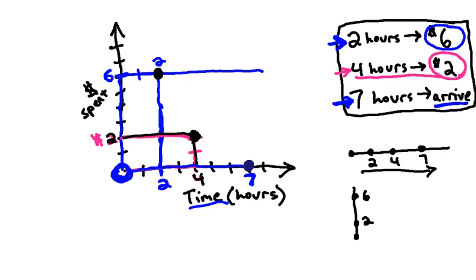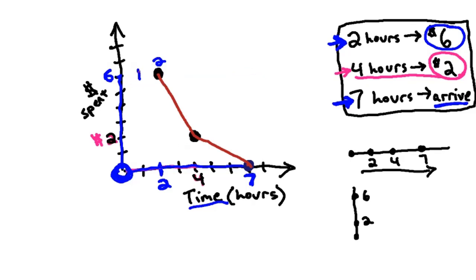So now we have these three dots and we can take a line and connect these three dots. So that's going to give us this graph. And let me erase this other stuff. That's going to give us this graph of your road trip and how much money you'd spent on your road trip. At 2 hours, you had spent $6. You had spent $2 at 4 hours, and you spent nothing at 7 hours. So now let's go on to a graph paper and we'll see how this applies to other values.